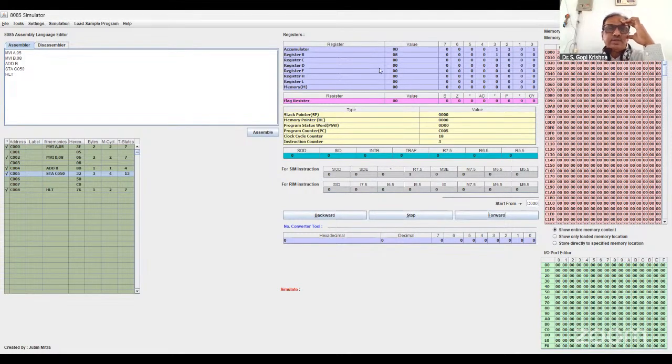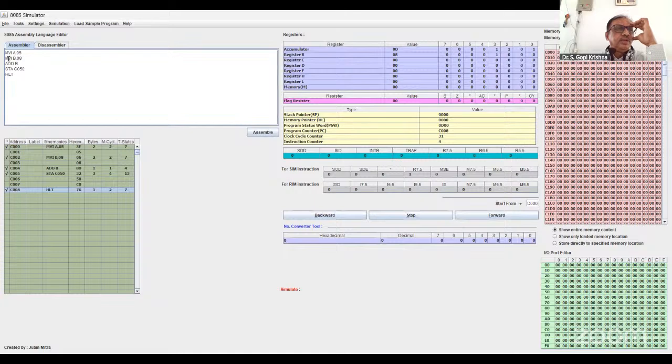So after executing ADD B, then STA C050, if you execute it, the location will be loaded with the contents, that is, 0D is stored here. So that is how the program is halted. This is what the instruction does.